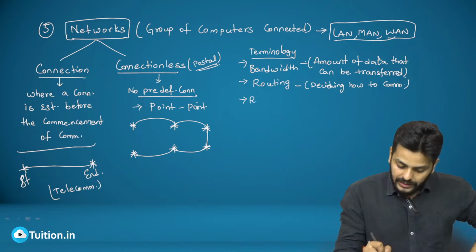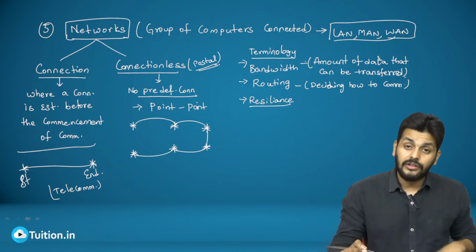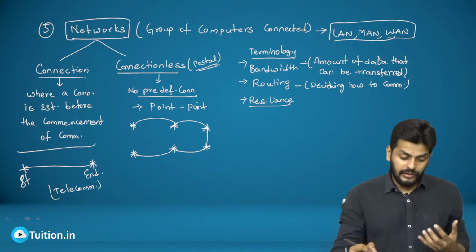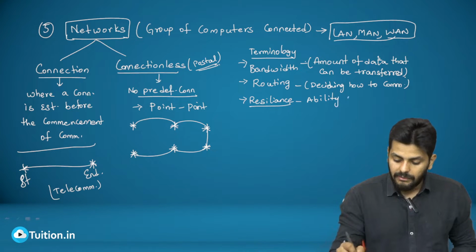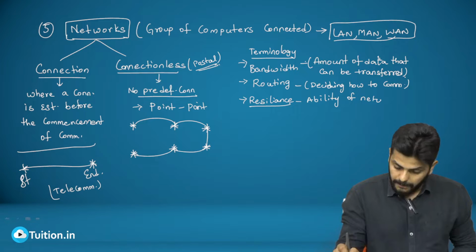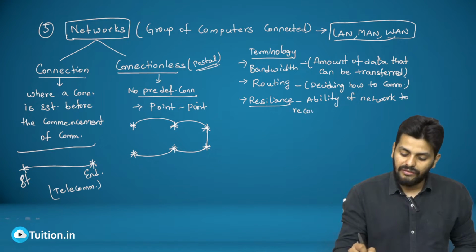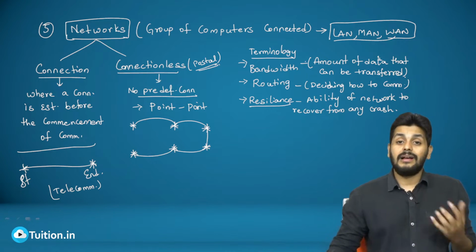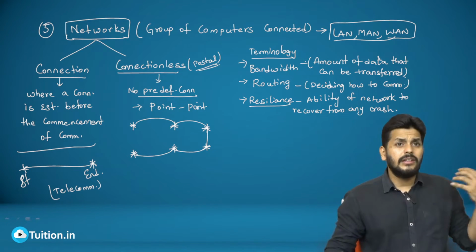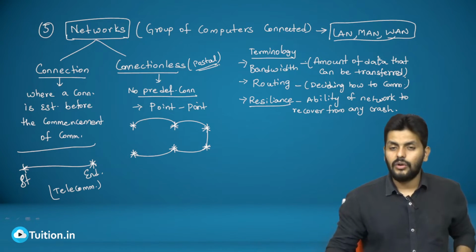Then we have something called resilience. This is a very important word, because resilience is a feature in clouds, and in grids and all that. It is nothing but the ability of a network to recover from any crash. If a network crashes and recovers without disturbing the end user, that is what is called resilience.